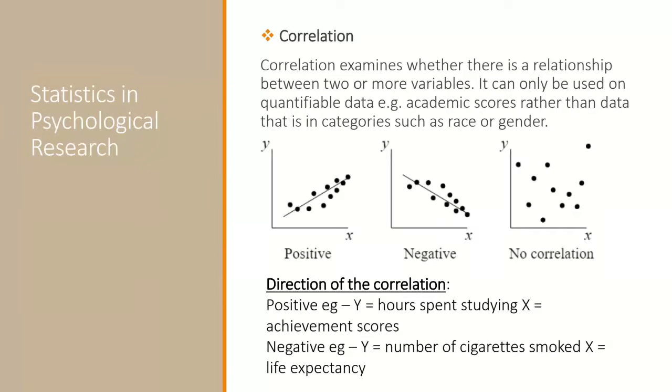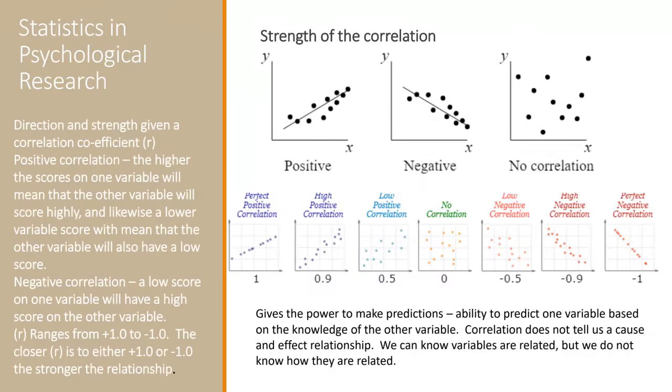Statistically, there's nothing to relate these two variables together. So all correlation does, it tells us, is there a relationship? It's not at this point telling us cause and effect. It's not saying that Y causes X. It's just telling us that there is a relationship. So with your correlation, there's your positive, your negative, and your no correlation.